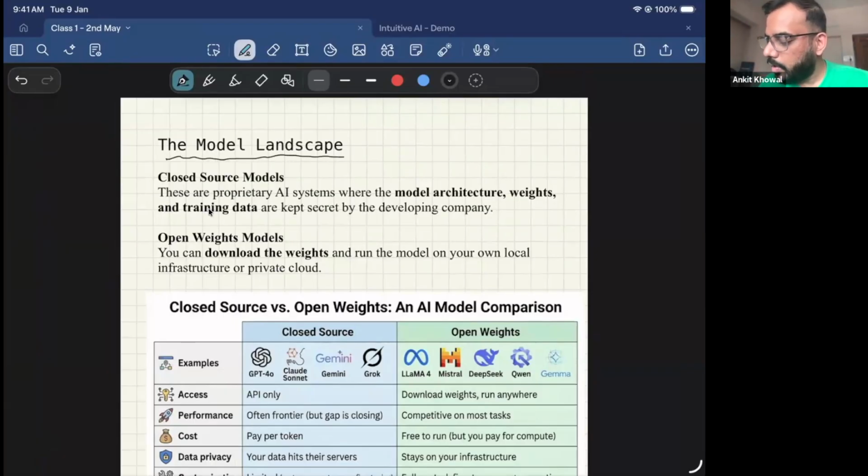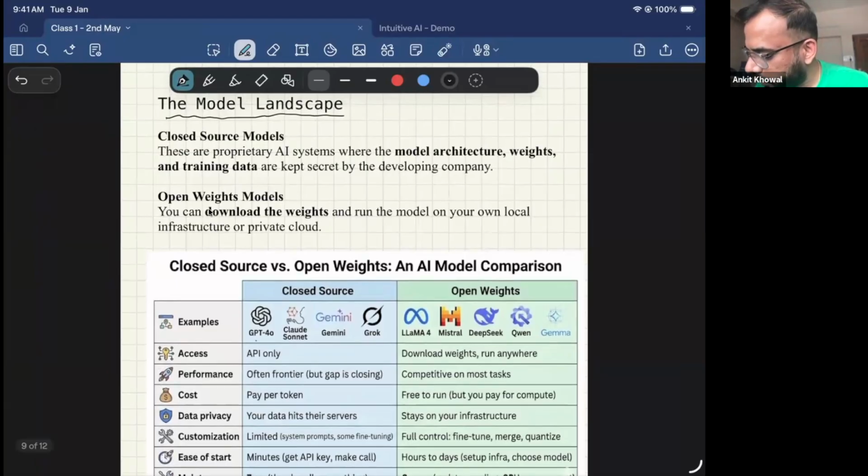We hear a lot of things about models. Let's say you might have heard about GPT, OpenAI. You might have heard about Claude, Gemini, Grok, then Llama, DeepSeek, Qwen from China, and Gemma. So there are plenty of models present out on the internet. They are developed by different companies. Some are called closed source models and some are called open weight models. What are closed source models?